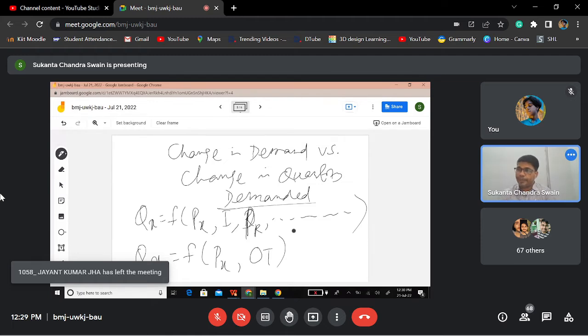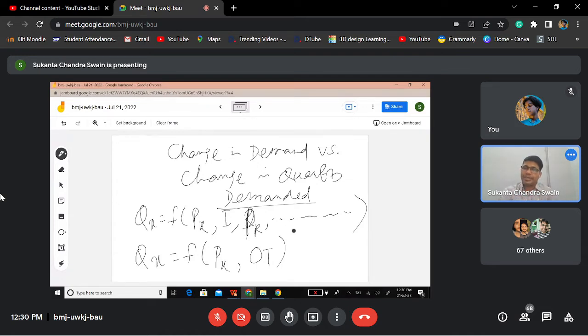Is it okay? Demand for any commodity depends on multiple variables, and we are putting those variables this way: one is the price of the same commodity PX, and second is other things, and other things include income I, price of related commodities, and all other factors. This much only we have explained in this slide. Okay. Yes, sir, got it, sir.